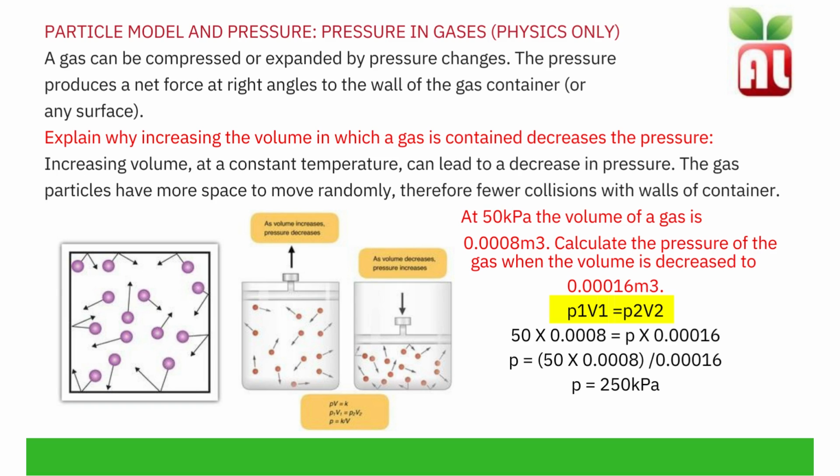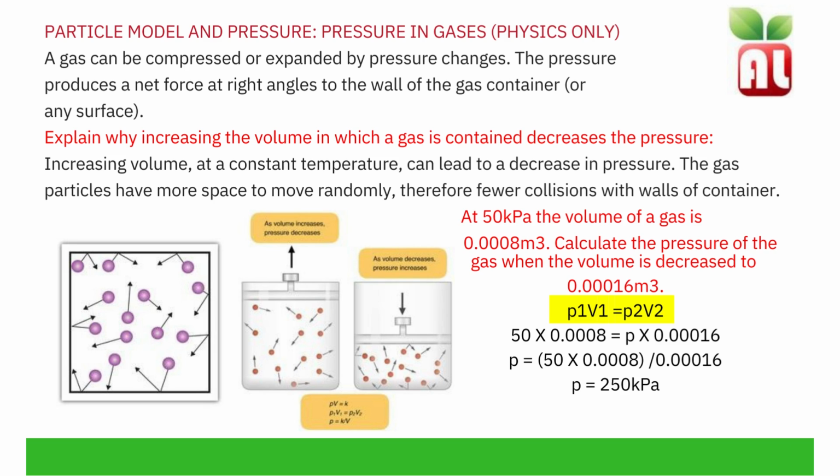Pressure in gases. A gas can be compressed or expanded by pressure changes. Pressure produces a net force at right angles to the wall of the gas container or any surface. Explain why increasing the volume in which a gas is contained decreases the pressure. Increasing the volume at a constant temperature can lead to a decrease in pressure. The gas particles have more space to move randomly, therefore fewer collisions with the walls of the container and a lower pressure.